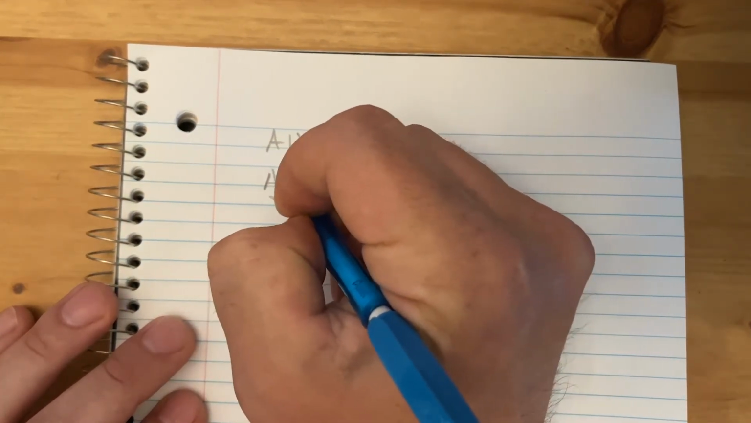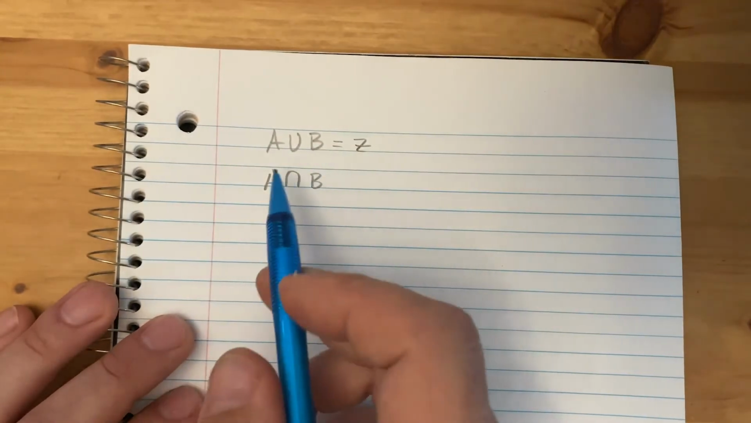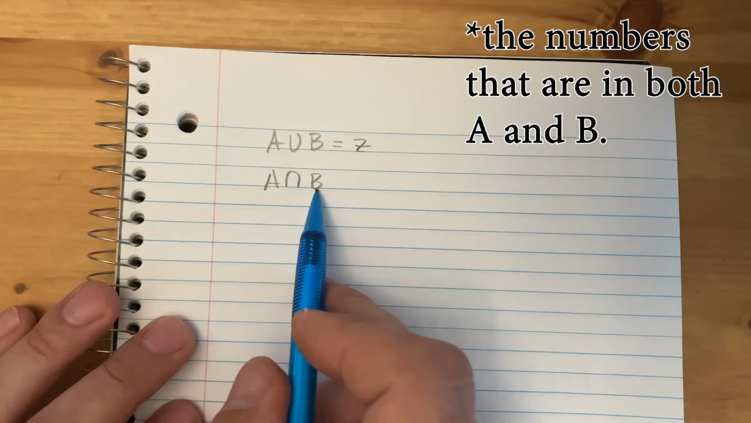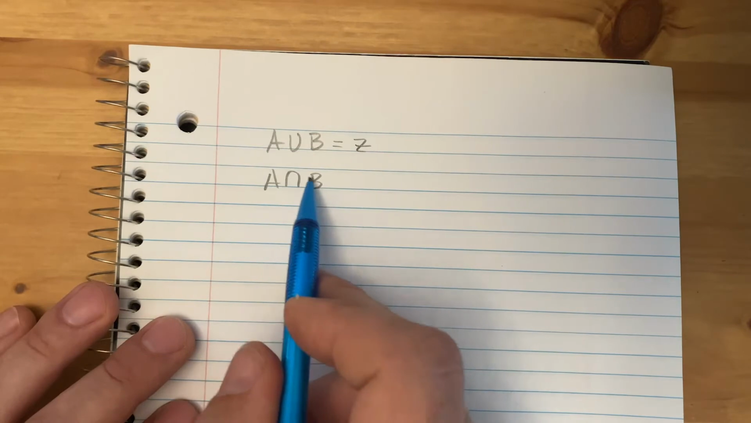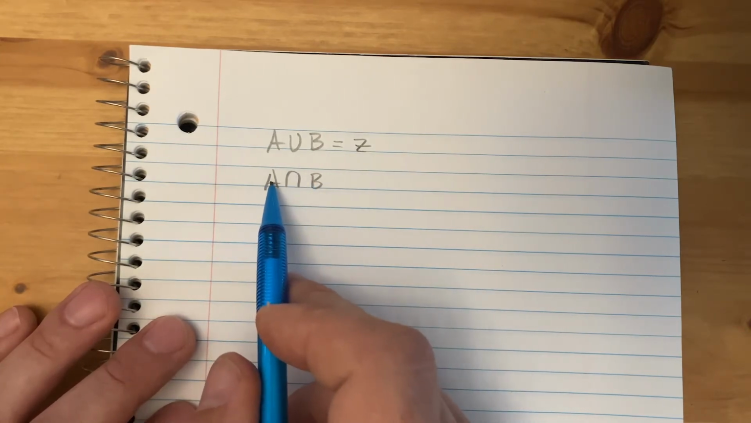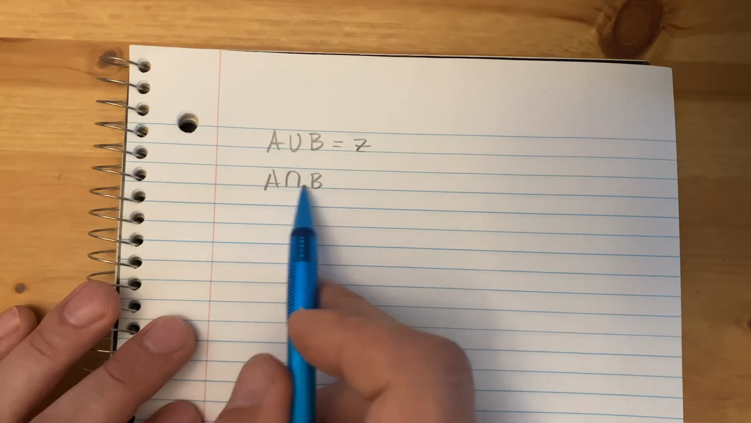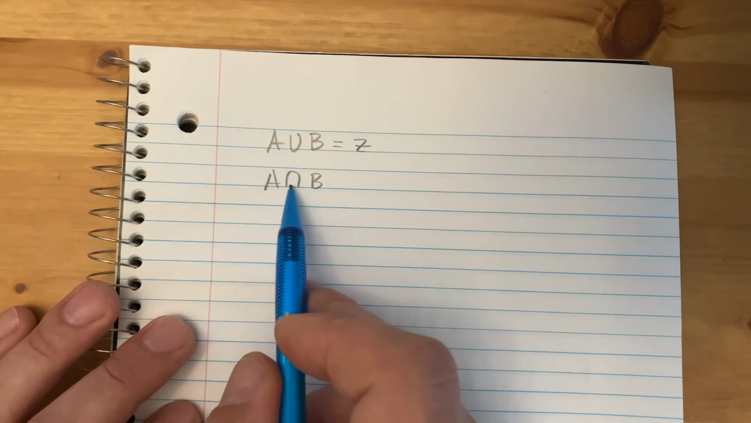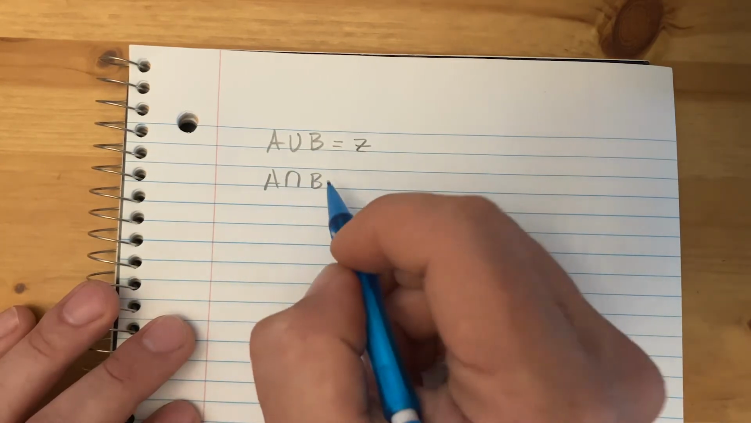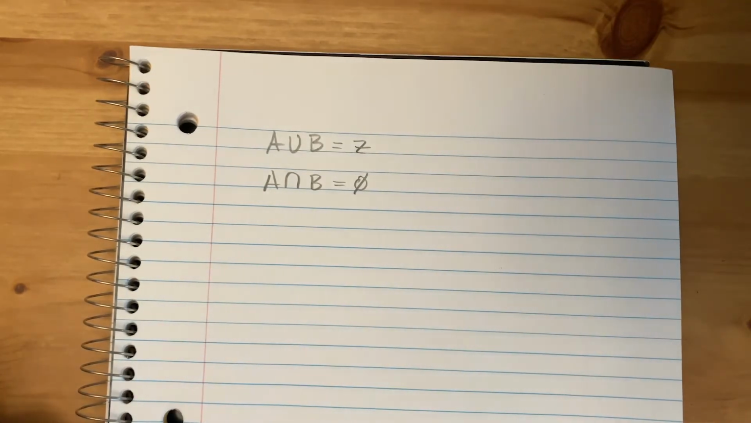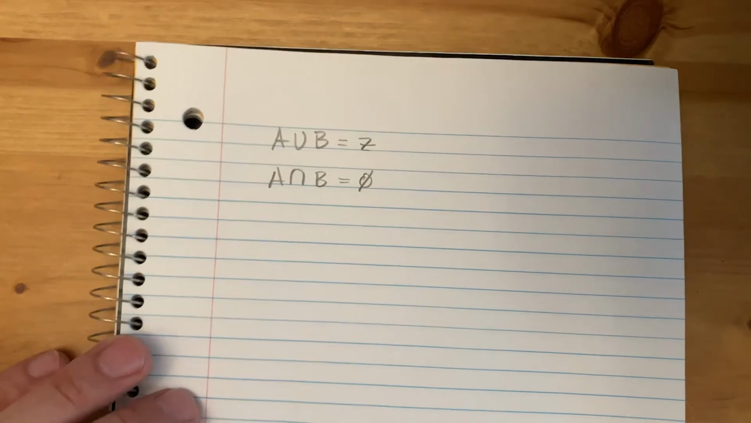And the last one is A intersect B. So any number that's not an even number and not an odd number. So this one is basically going to be the null set, right? Because this requires that it's in both, but these two sets have nothing in common, right? So there won't be anything in this set. So it's just the null set. All right, so that's A1.1.